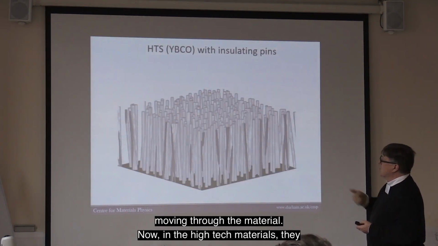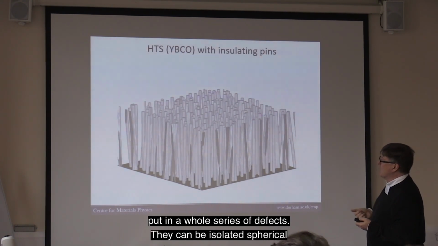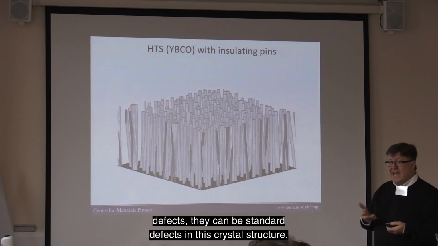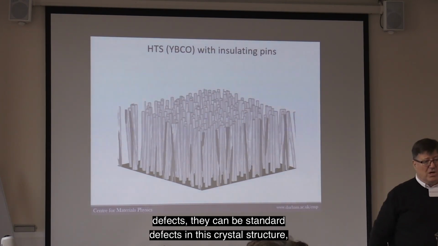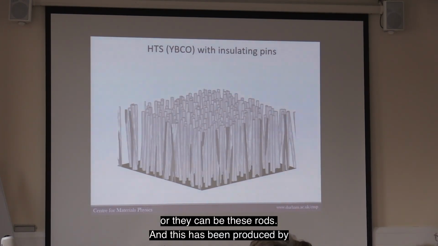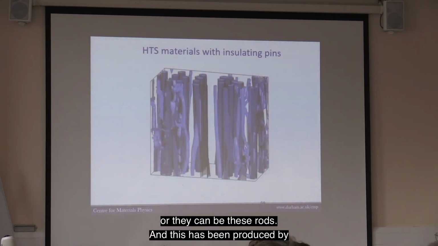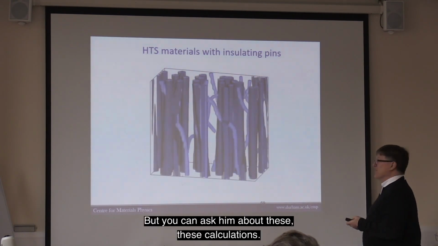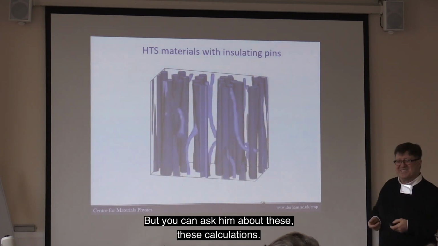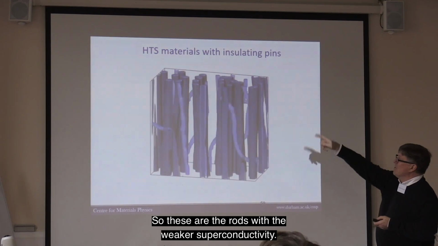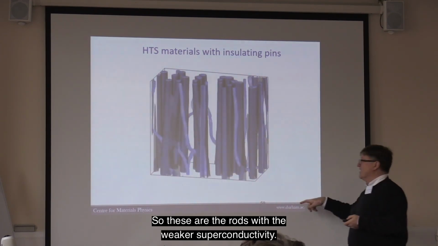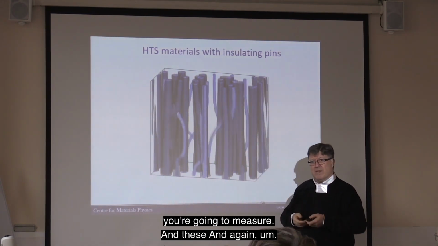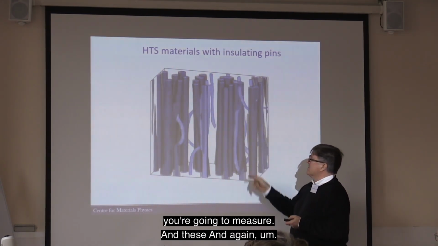Now, in the high TC materials, they put in a whole series of defects. They can be isolated spherical defects, they can be standard defects in the crystal structure, or they can be these rods. And this has been produced by Charles, who's sitting at the back, hiding at this stage, but you can ask him about these calculations. So these are the rods with the weaker superconductivity. This is the dirt, if you like, that they put into the REBCO that you're going to measure.